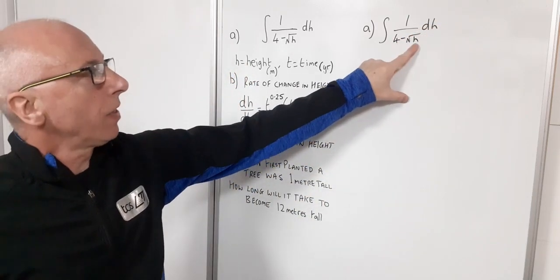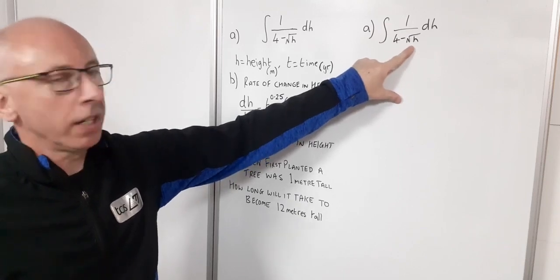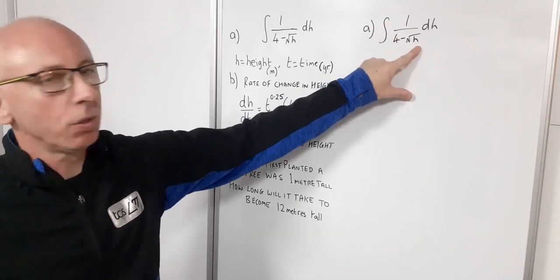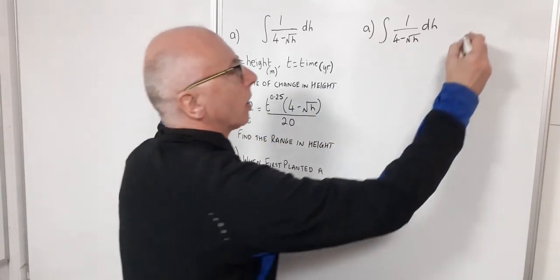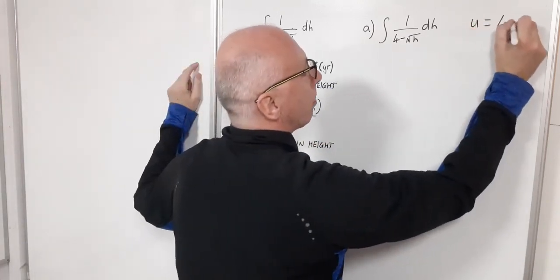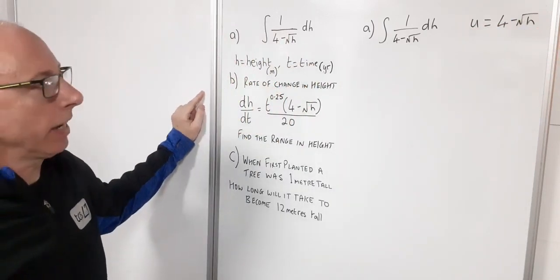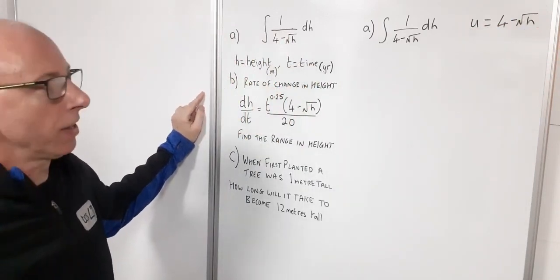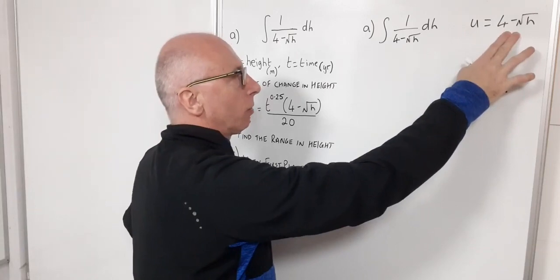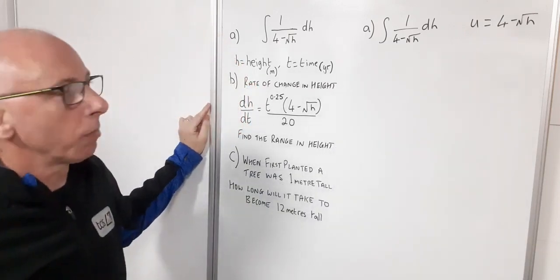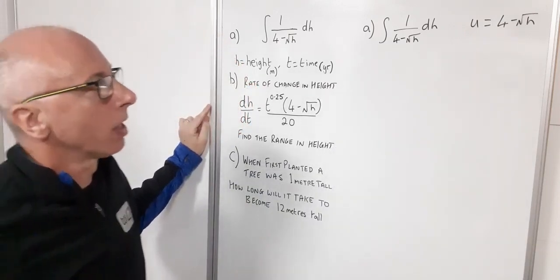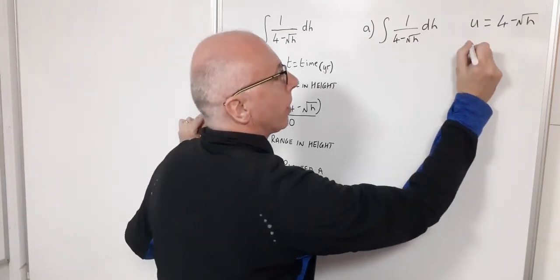Now, with this in the denominator, in this kind of integral, we just substitute all of that for u. So u equals 4 minus square root of h. And then with any integral, what we want to do is find the derivative of that when we're doing a u substitution. So that's what we must always do with a u sub.